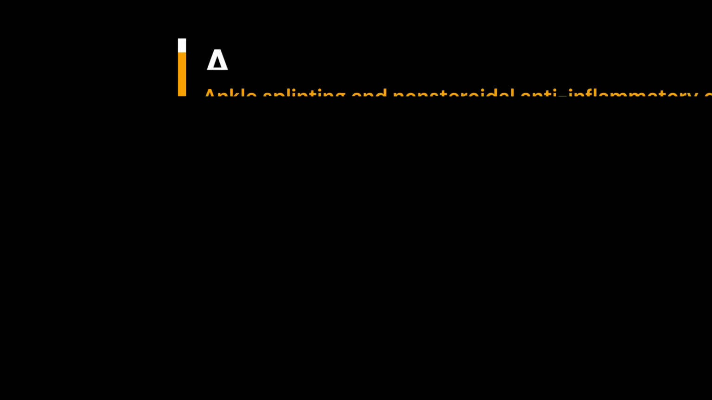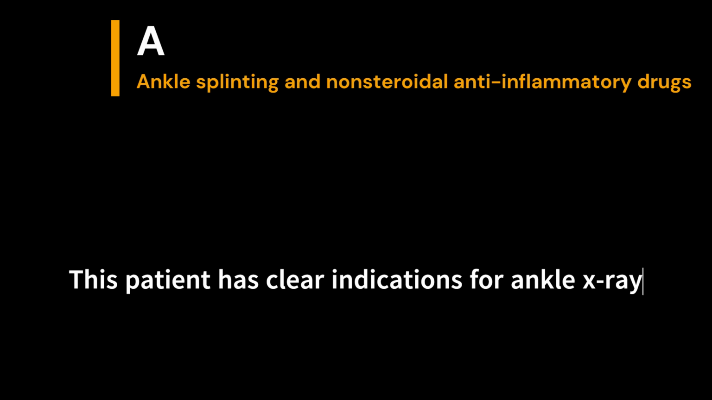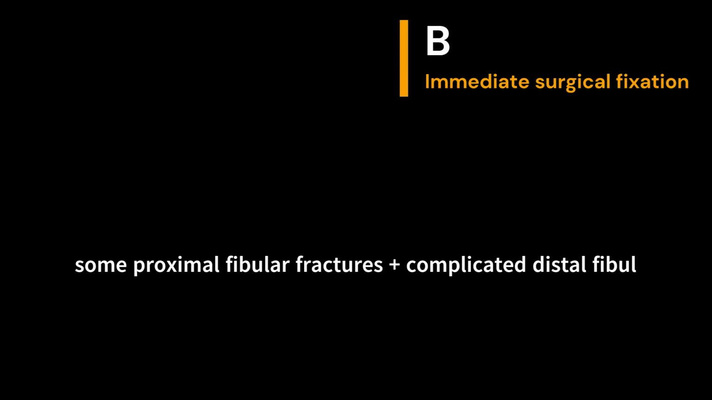A. Ankle splinting and non-steroidal anti-inflammatory drugs. Non-steroidal anti-inflammatory drugs are effective for acute ankle pain, whether due to sprain or fracture. However, this patient has clear indications for ankle X-ray, and simple splinting may not be adequate management. B. Immediate surgical fixation. If X-ray reveals a distal fibular fracture, most cases can be managed with a hard, for example plaster or fiberglass, or soft, for example air cushion, splint. Surgical intervention is considered for some proximal fibular fractures as well as for complicated, for example comminuted or spiral, distal fibular fractures.